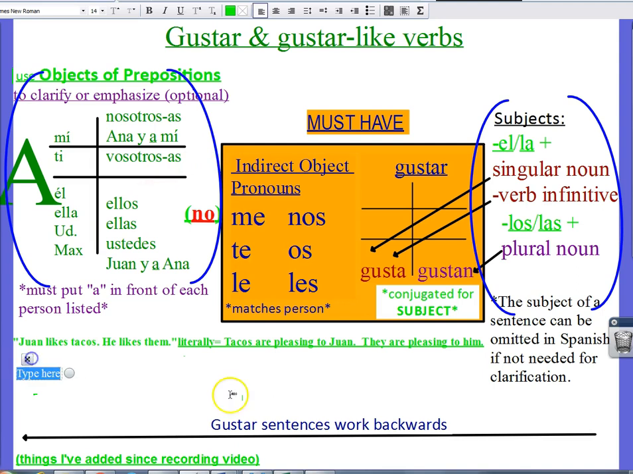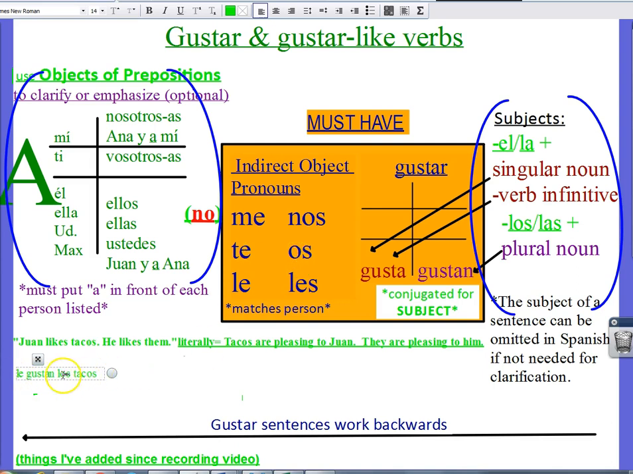So, my subject is los tacos. Then I ask myself, because I have to put los in front of it, because it's a plural noun. I ask myself, maybe don't write that yet, because I'm working backwards. If I'm saying they are pleasing to him, what form of gustar do I need? I need gustan. So that's going to go right in front of los tacos. And then I need to have an IOP in front of the conjugated verb. If Juan likes them, which IOP will I have? Well, he likes them, so le.